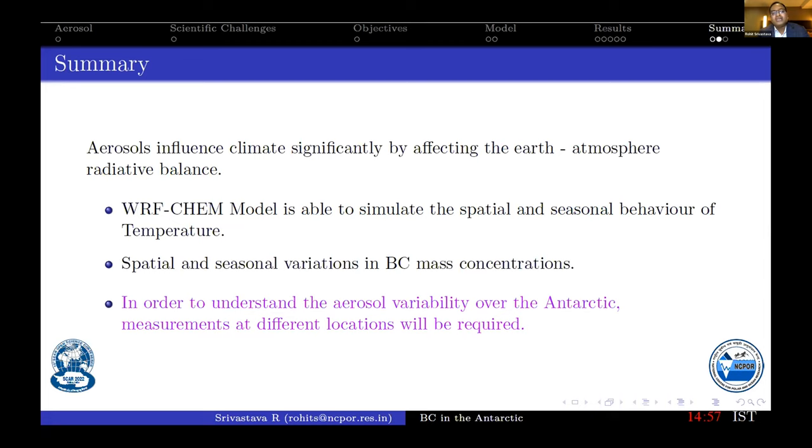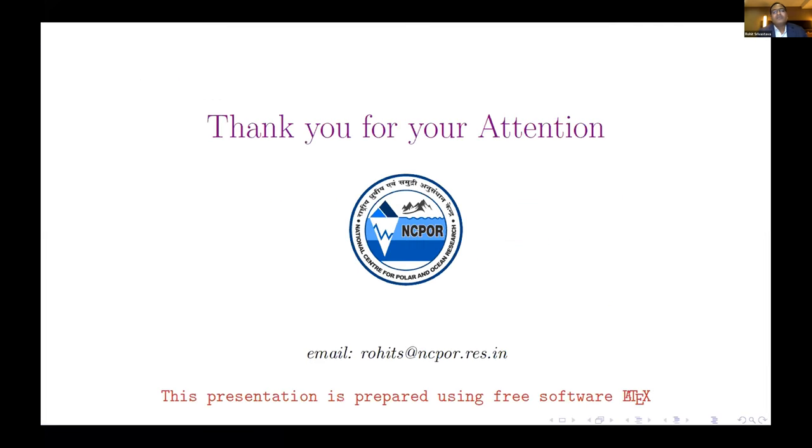In order to understand aerosol variability over Antarctica, measurements at different locations are required. So that's why we are planning the polar aerosol network. With this, I would like to conclude my talk.